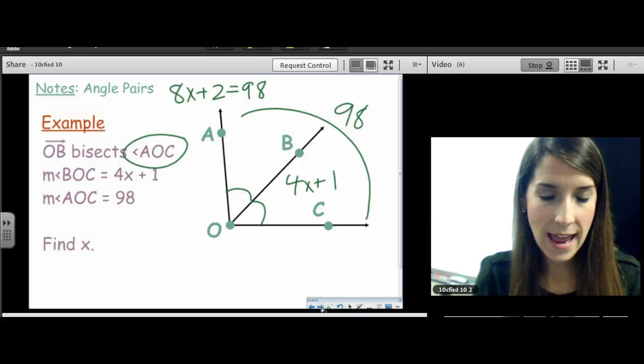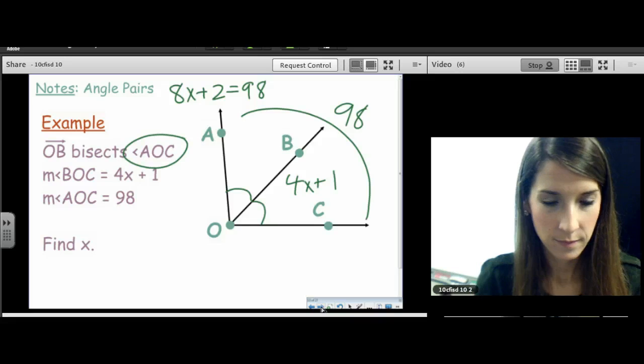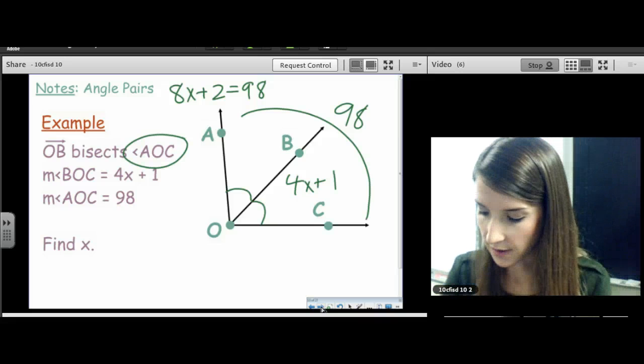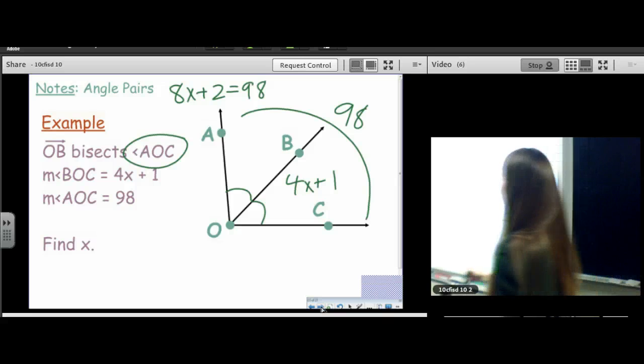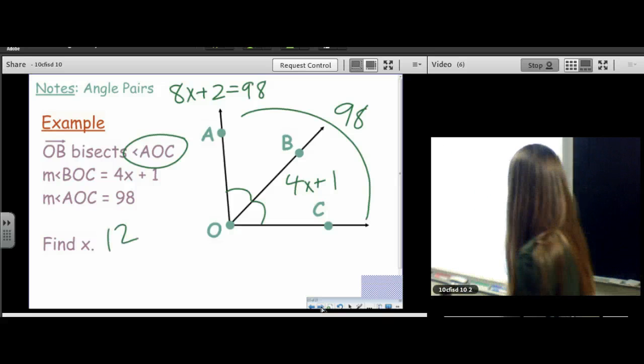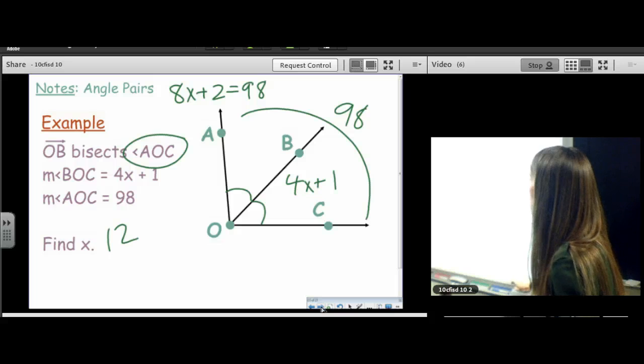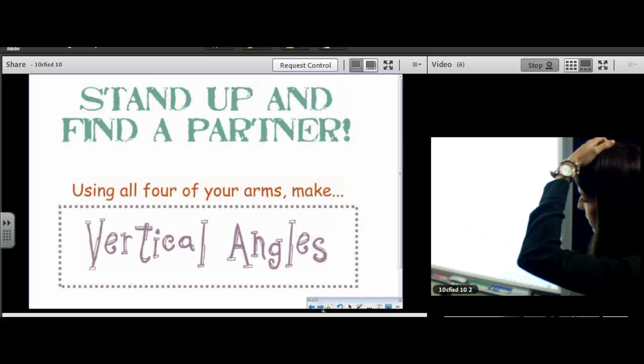Subtract 2 and divide by 8. 96 divided by 8. Thank you, Abbas. 12. All right, we're going to move on. We could plug it in and we could find the values, but we don't need to.